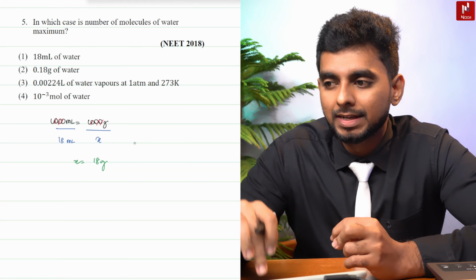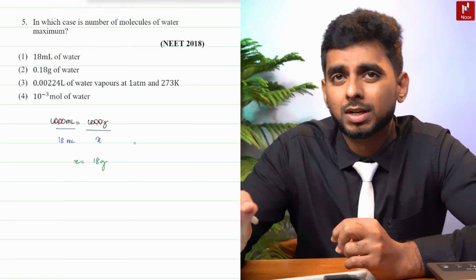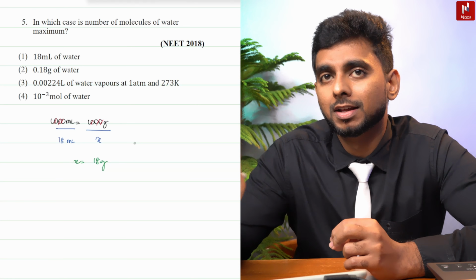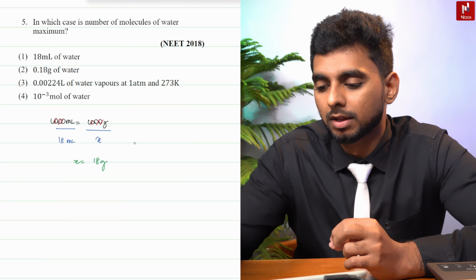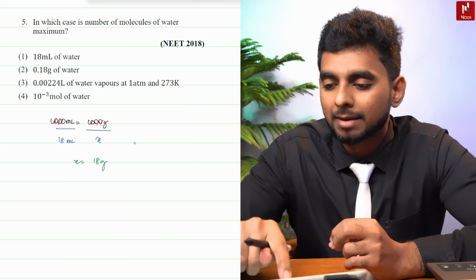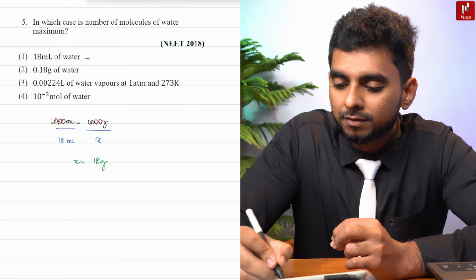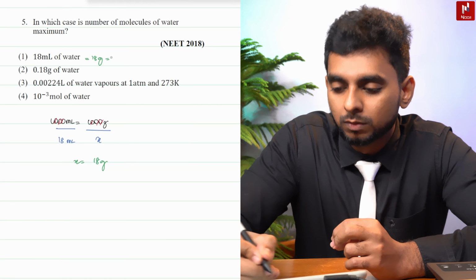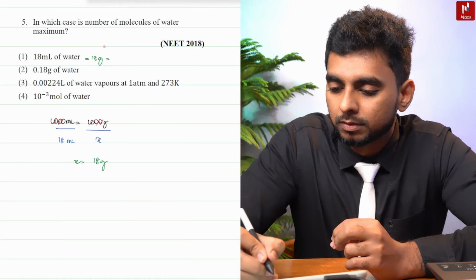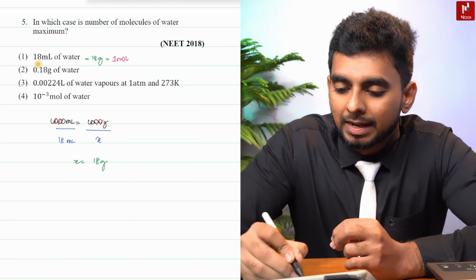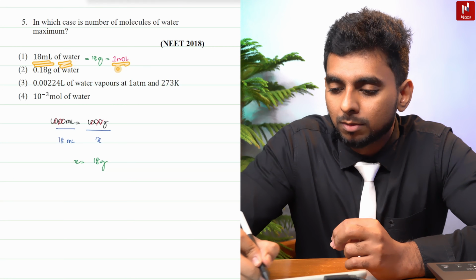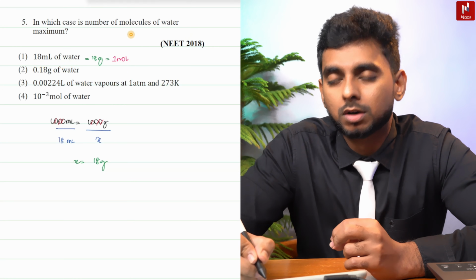Got it? I've got 18 grams of water in 18 ml of water. What was the molar mass of water? Oxygen is 16, plus 2 will give you 18 gram. Then obviously in 18 ml of water, you will have 18 gram of water, which will give you 1 mole. Therefore, in 18 ml of water, I have got 1 mole of H2O molecules.